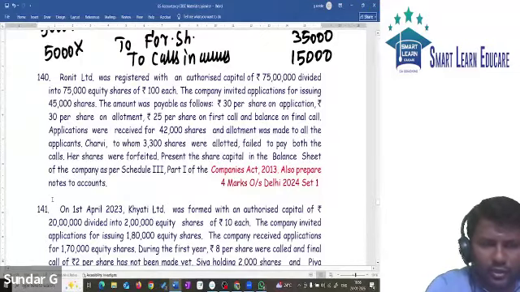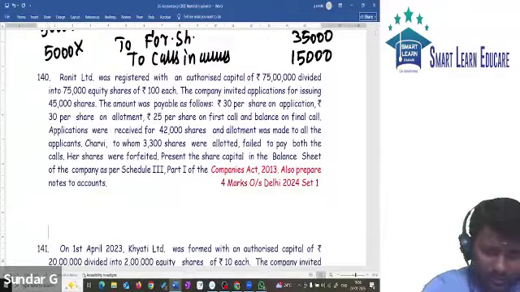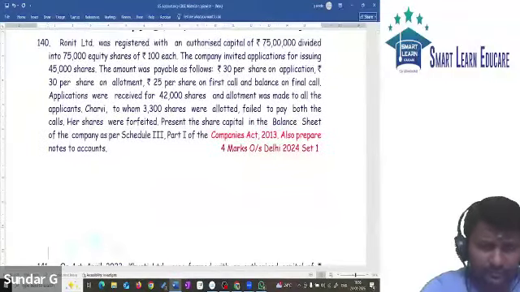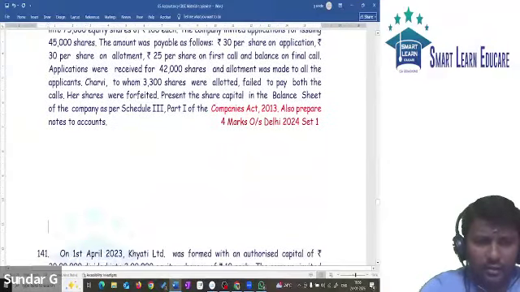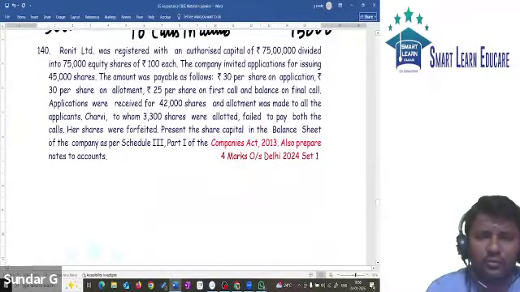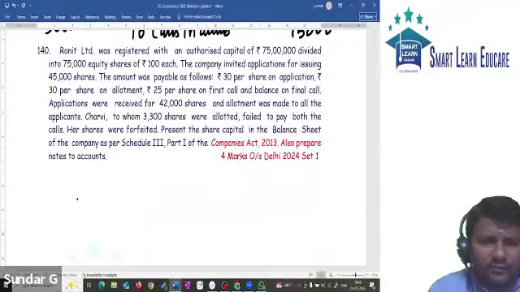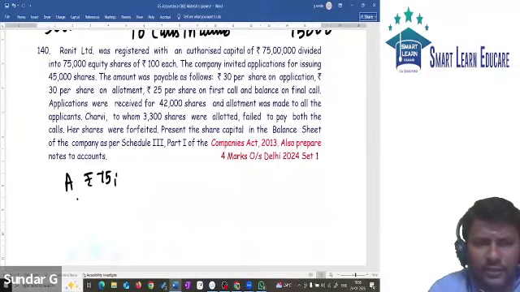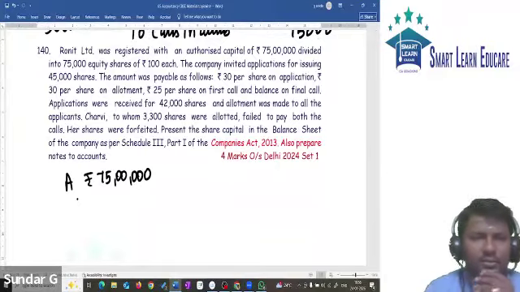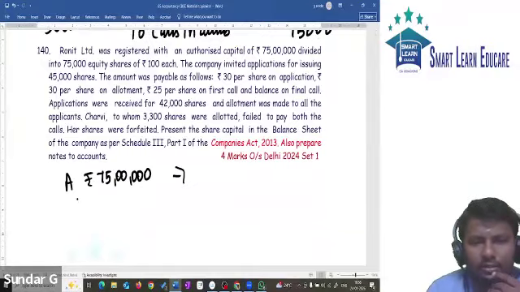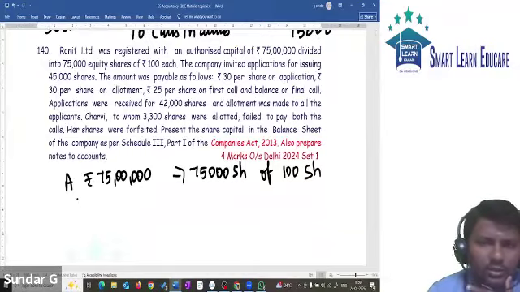See, this type of question also they are asking very frequently. Only one part they are asking, balance sheet part alone. So first to summarize the information, authorized capital is rupees 75 lakh. What is the breakup of this 75 lakhs? 75,000 shares of rupees 100 each.